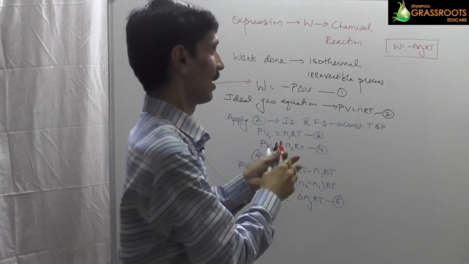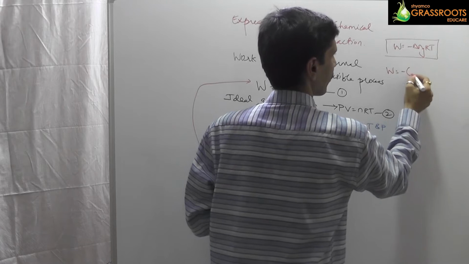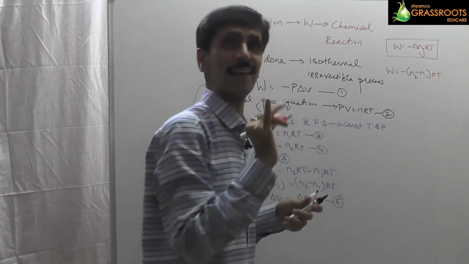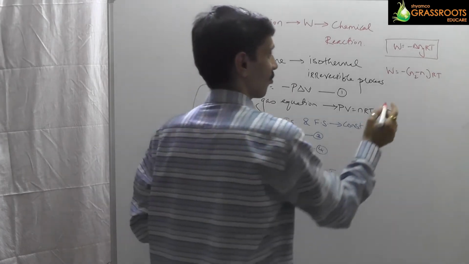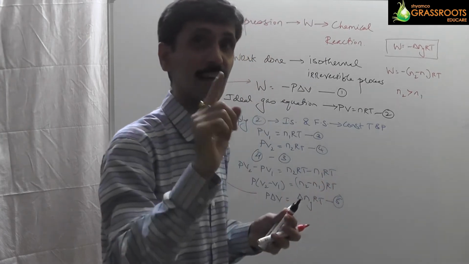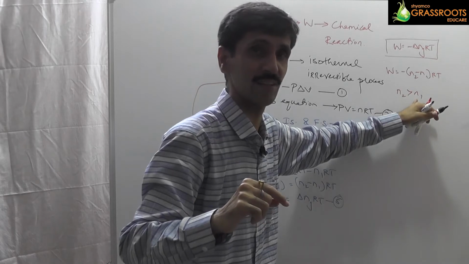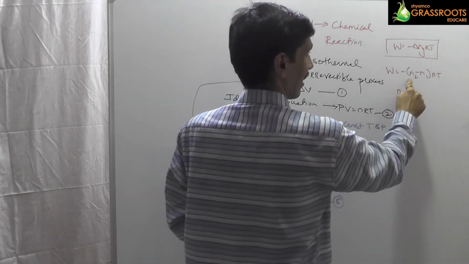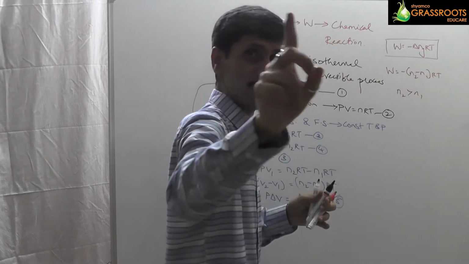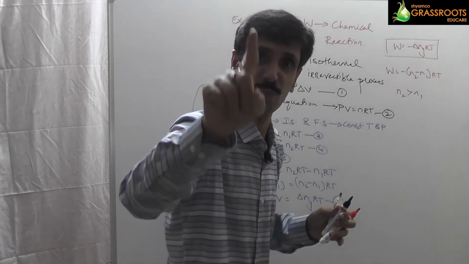Okay, next one is, we can also say that W is equal to minus of N2 minus of N1 RT. तो अभी इसमें दो cases हैं दोस्तों. Case number 1 is, if N2 is greater than N1, that means the number of gaseous moles of the products is greater than the number of gaseous moles of the reactants. तो ये larger minus smaller तो positive आएगा. R and T are always positive. R is 8.314. Temperature is also positive.